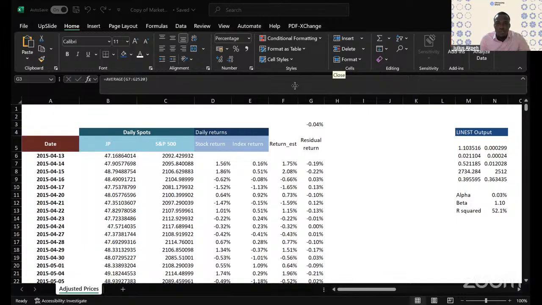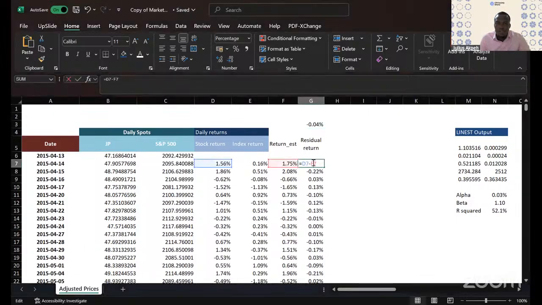Please, how did you come out with residual? Oh no, residual is basically the stock return minus the return estimated. So what the actual return is minus what is estimated by the model.